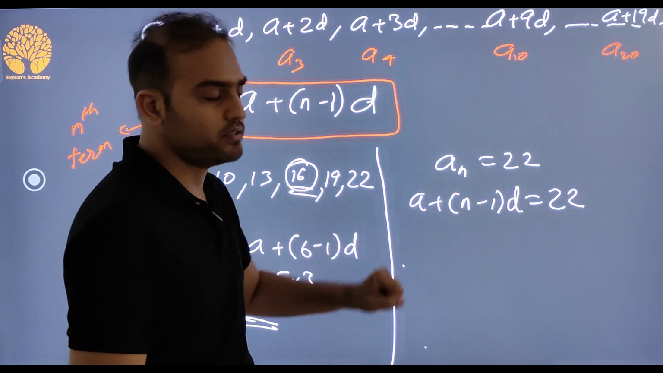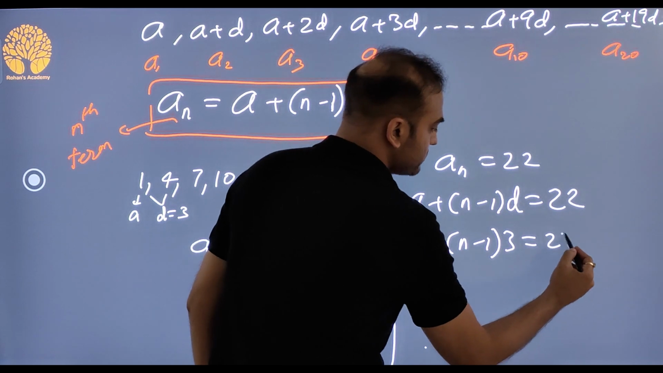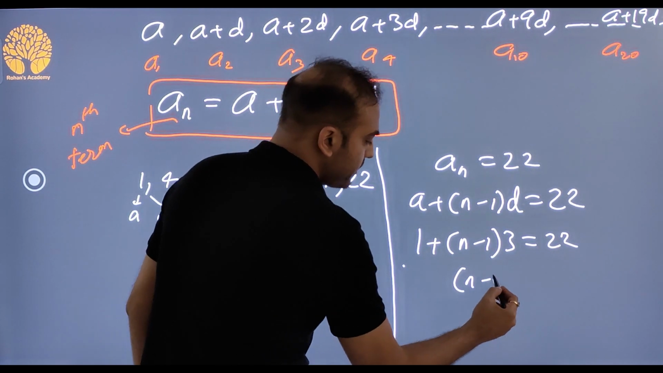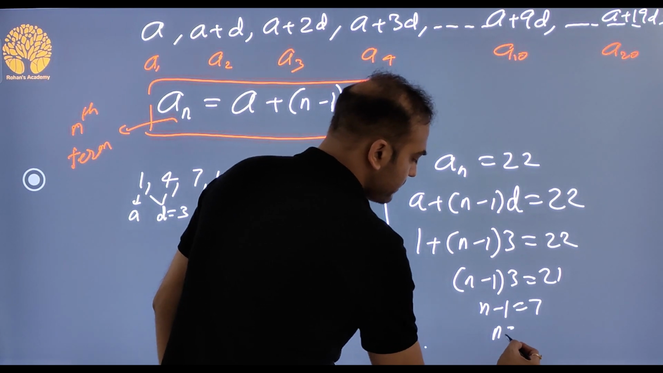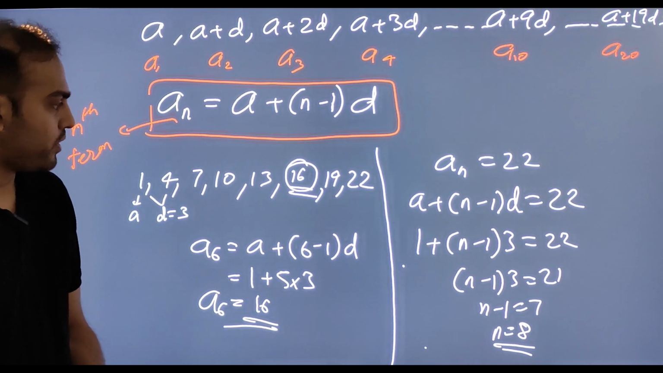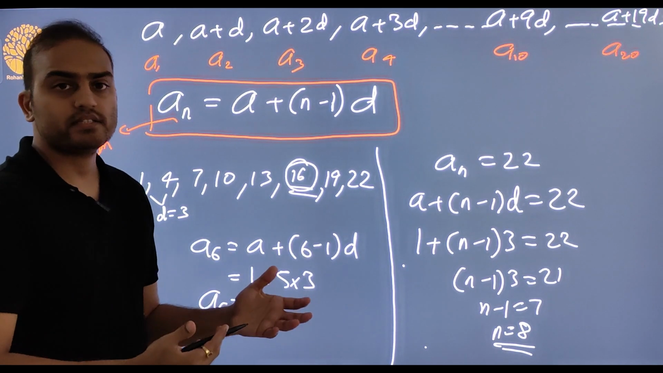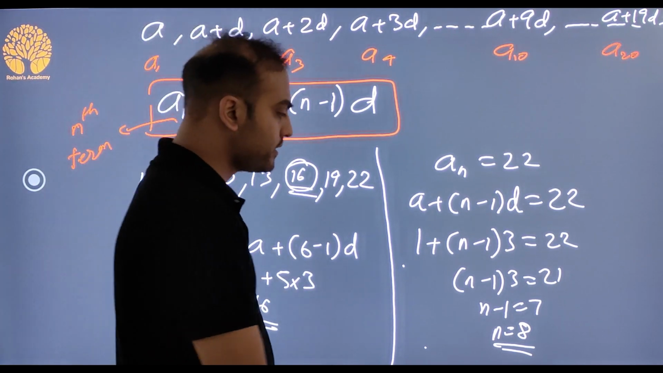I need to find this n. 1 plus (n minus 1) into 3 is 22. 1 goes there, (n minus 1) times 3 is 21, n minus 1 is 7, n is 8. So this is how we figure out the term number or the term value. If we understand this, then the next step comes: sum of the terms.